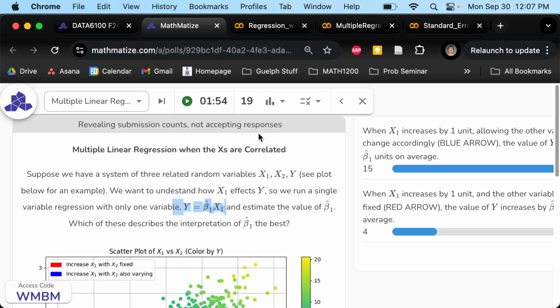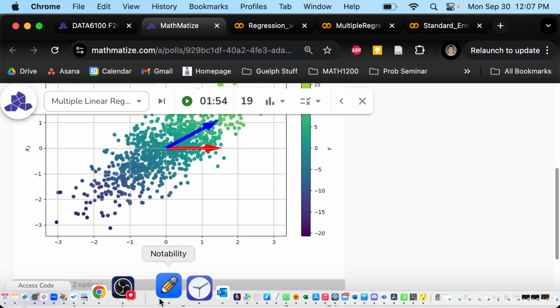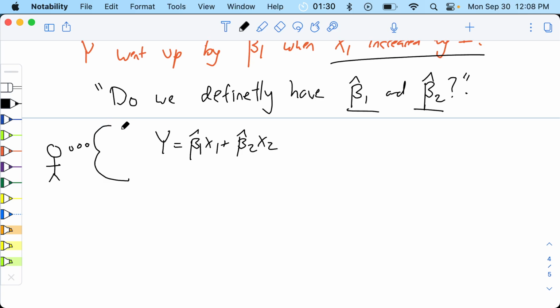So this is an argument for the red arrow. Okay, I like that. So you're thinking that in a different world, we might have both a beta hat 1 and a beta hat 2. In the original question, there was only a beta hat 1, but you could imagine a universe where you ran y equals beta hat 1 x1 plus beta hat 2 x2. So imagine this.